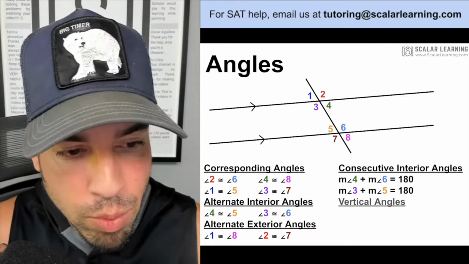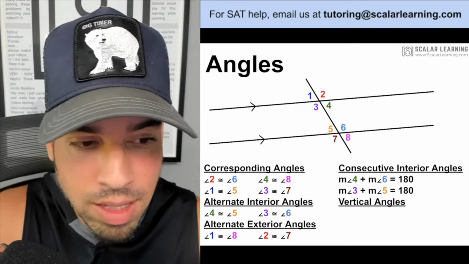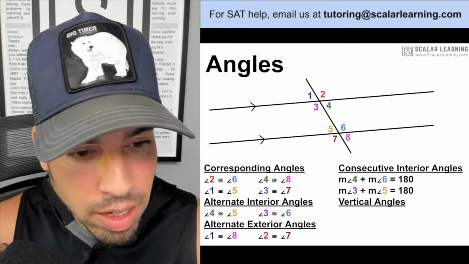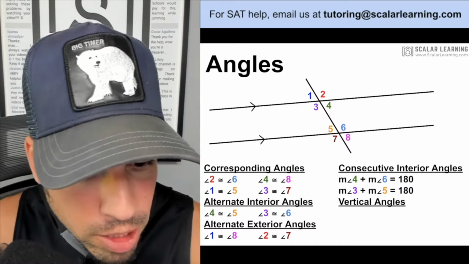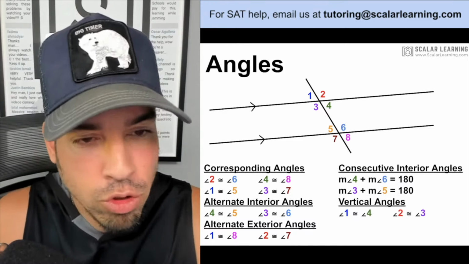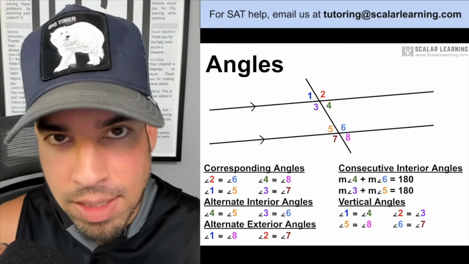Finally, we do want to be aware that vertical angles are congruent, but that has nothing to do with whether or not these lines are parallel. Vertical angles are on the other sides of each other in that X formation. So for example, we have 1 and 4. They're sort of across from each other. 2 and 3, 5 and 8, and 6 and 7.